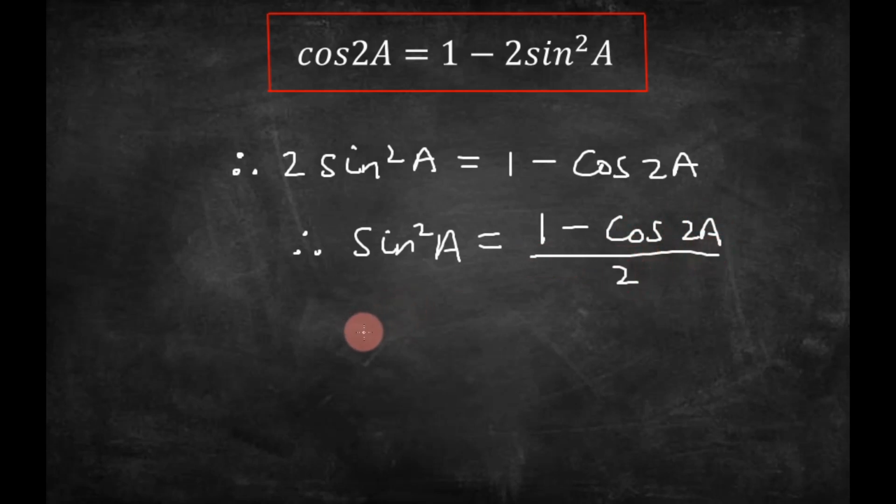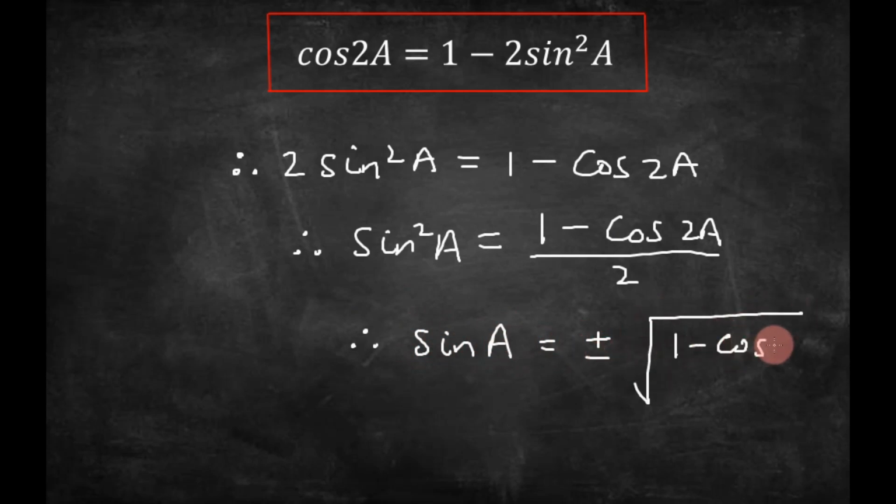And then finally, we can take the square root on the right-hand side. So we see that the sine of A can also be written as plus or minus the square root of 1 minus cos 2A, all divided by 2. So this is the second useful equation that we can get out of the cos 2A expansion. And we're going to use it later on.